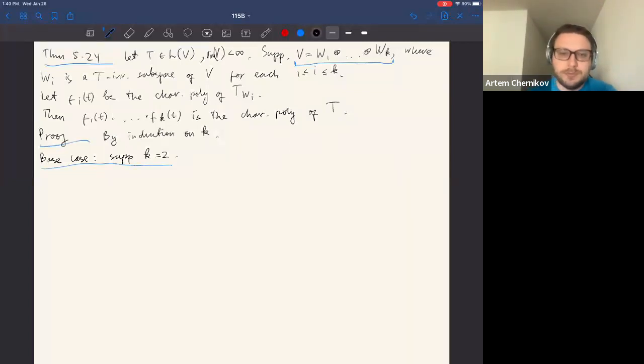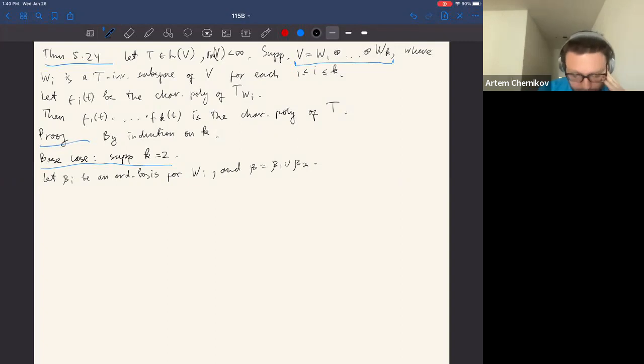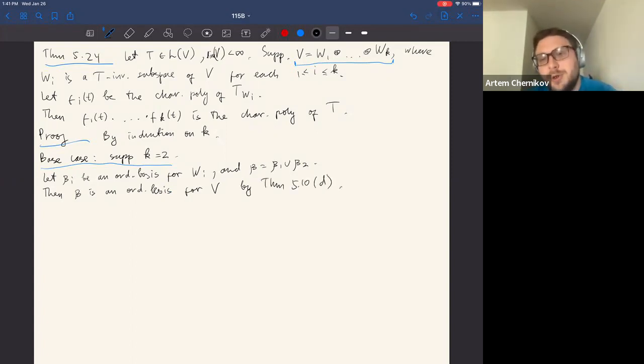So let's prove this. Let beta i be an ordered basis for the subspace Wi, and we take beta to be the union of beta 1 and beta 2. In this case, k equals 2, we only have two subspaces, W1 and W2. Then we know that beta is an ordered basis for V. How do we know this? We know this by the theorem that we just proved, theorem 5.10(d): the union of bases for the subspaces is also a basis.